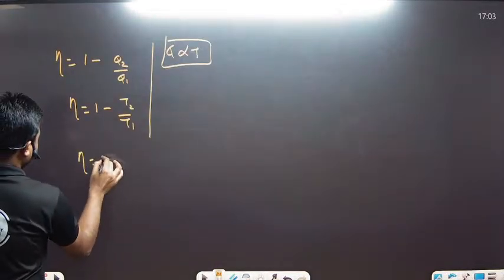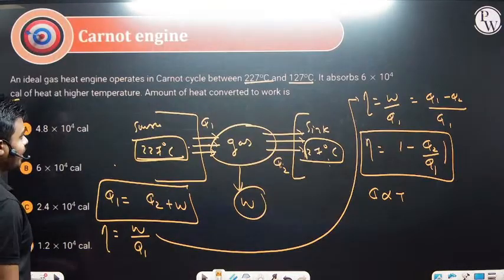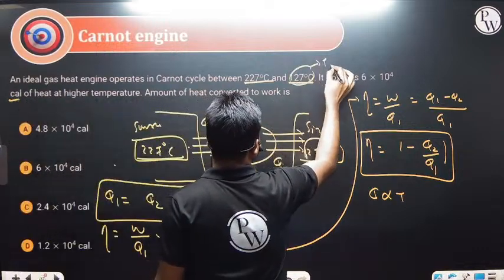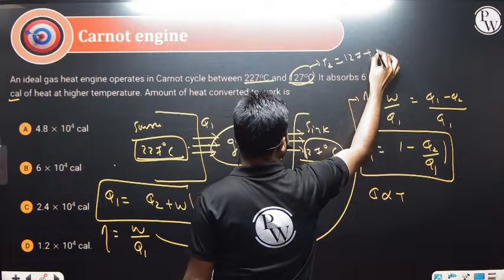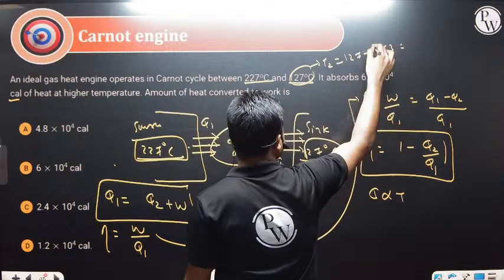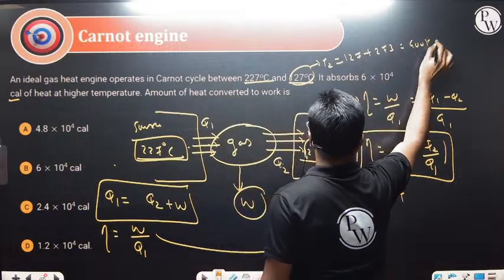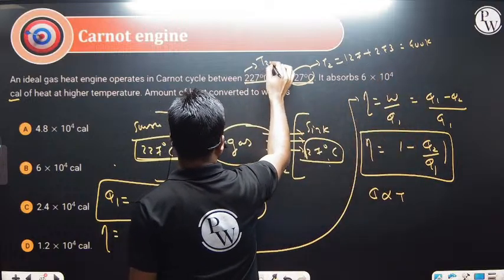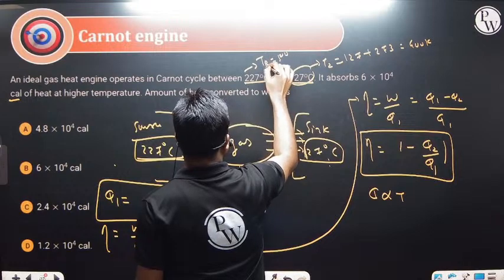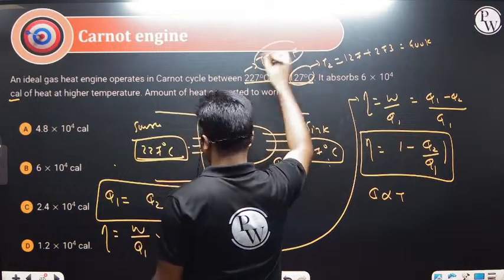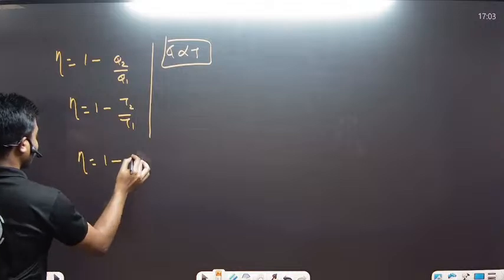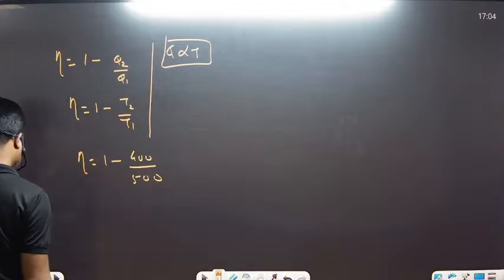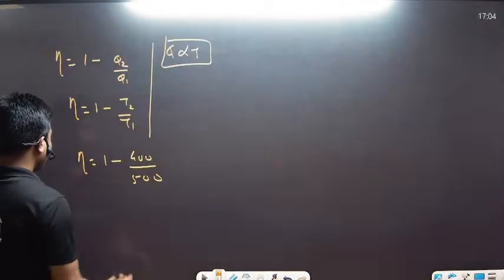The eta value is 1 minus T2 by T1. We have to write it in terms of Kelvin. T2 is 127 plus 273, which gives 400 Kelvin. And for T1, we have to add 100, so the temperature will be 500 Kelvin. This is T1, that is 500 Kelvin. So putting in the values, 1 minus 400 divided by 500 is equal to the efficiency.